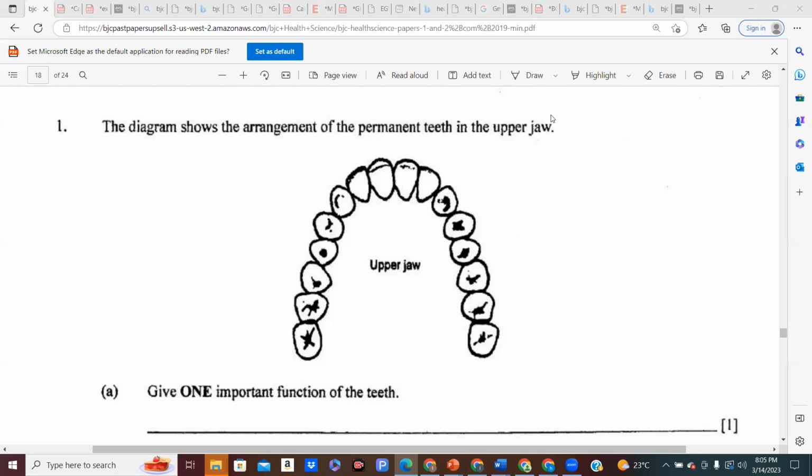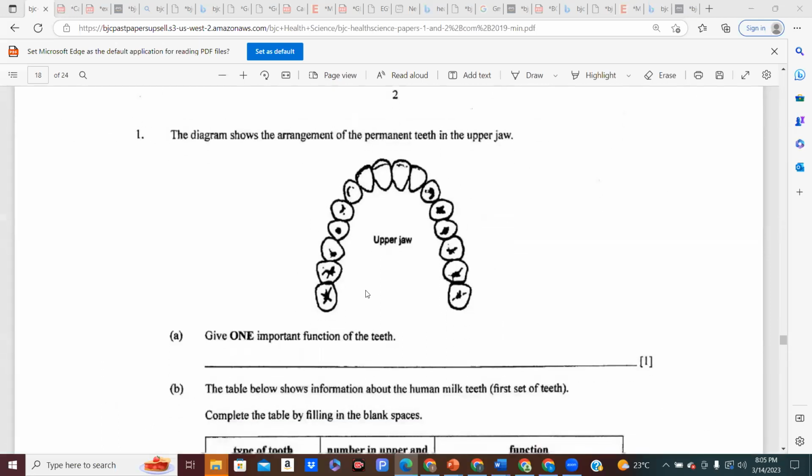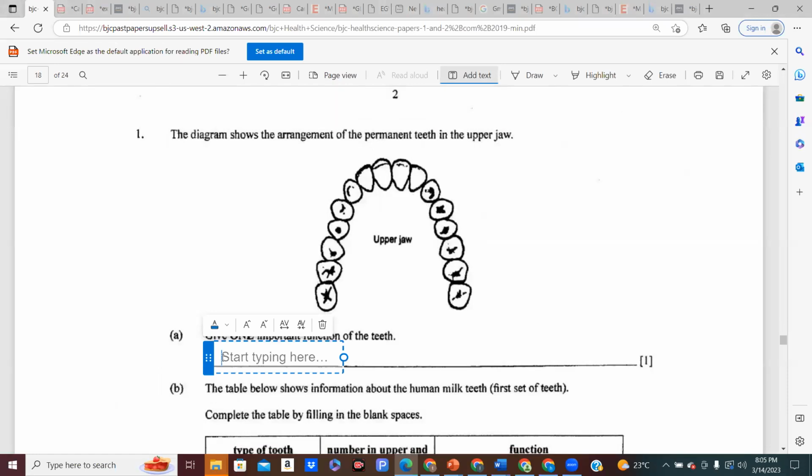Aaron is not here. Alejandro, can you read number 1, please? The diagram shows the arrangement of the permanent teeth in the upper jaw. Give one important function of the teeth. Very good. What's the important function of the teeth? To help you chew food. Very good. So teeth help with chewing, right?